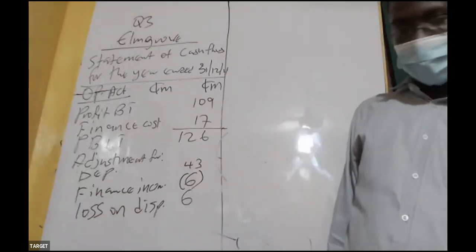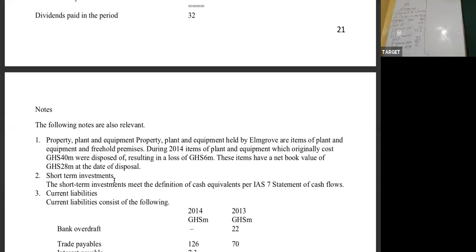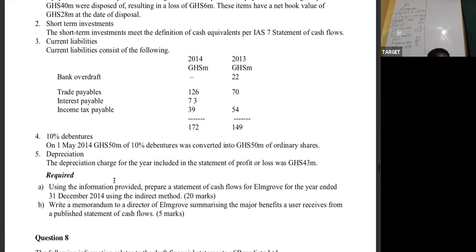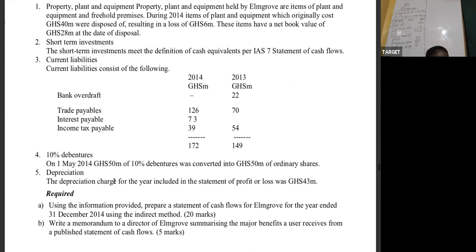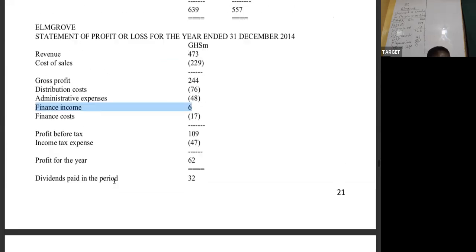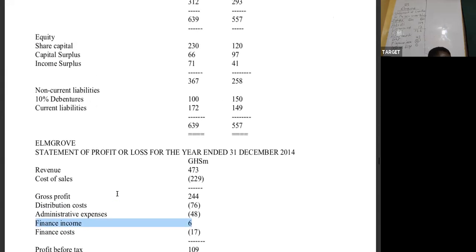Then we continue the game. Then an item again. Okay, so let's quickly go to the financial position and look at the capital surplus and then analyze it before we close the chapter.